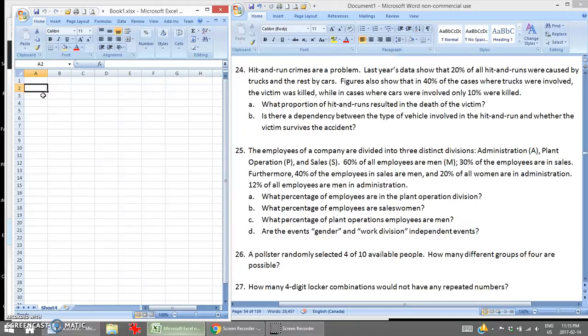So we have to read the question first to get an idea of what the two different types of characteristics are. Reading this question, it's talking about types of vehicles involved in car accidents and whether the accident is fatal or not. So we're going to define one characteristic as a truck or a car being involved in the accident, and the other as whether there's a fatality or a non-fatality. And we will have totals here as well.